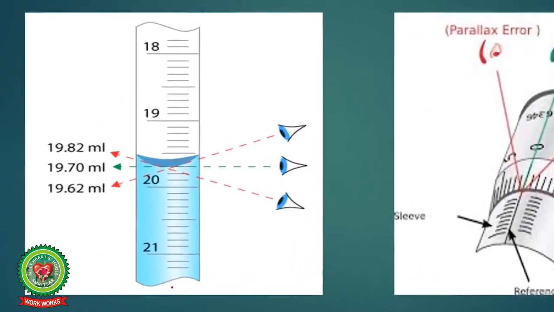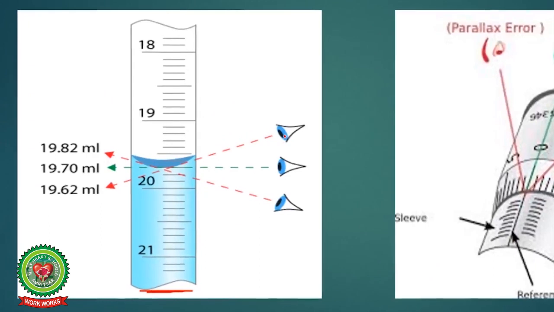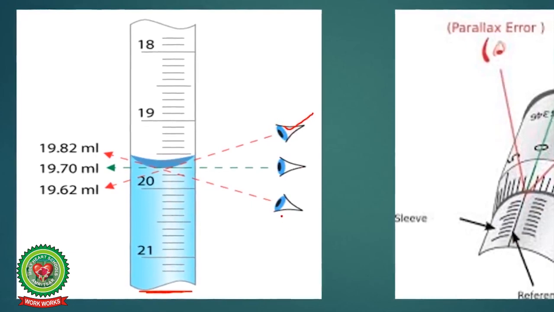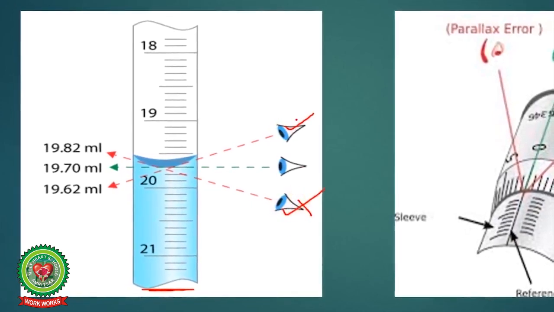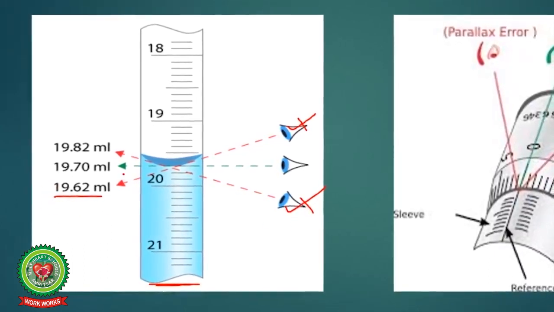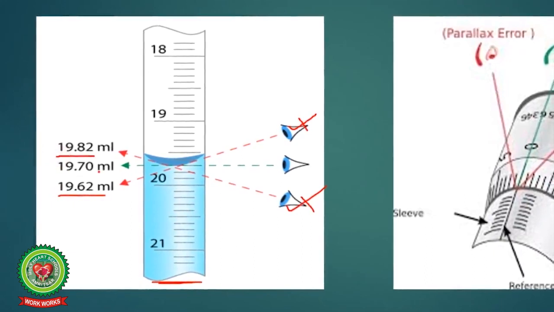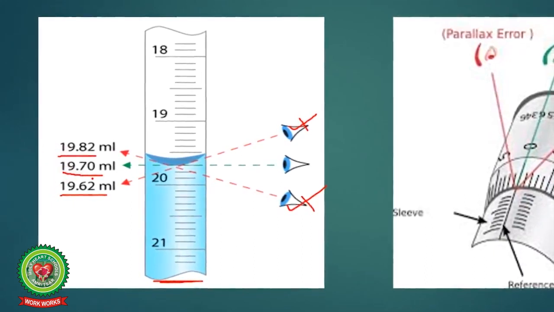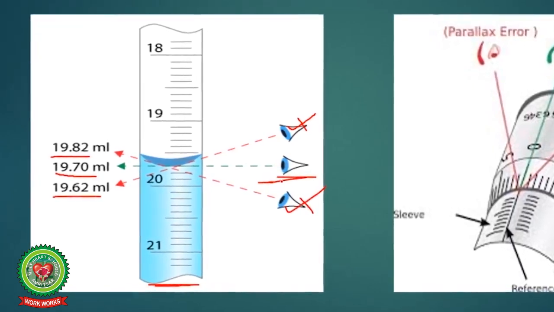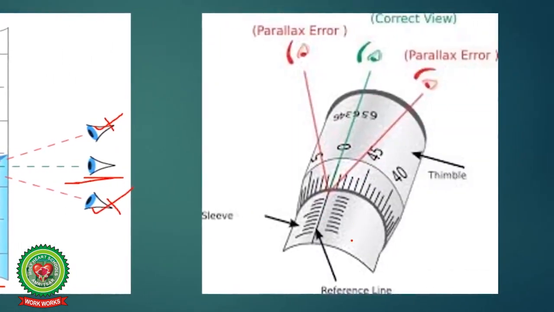Here you can see that a measuring cylinder, and if you are viewing the reading from these two positions, first position and the second position, you will get a wrong result. Why? From this point you can get a value of 19.62. From this position you will get 19.82. But the actual reading is 19.70 ml, and you get this reading only when you are keeping your eye at the correct position. Similarly, while using the screw gauge, if you are seeing from the other position, you will get a parallax error, and with the correct view you will get the correct result.